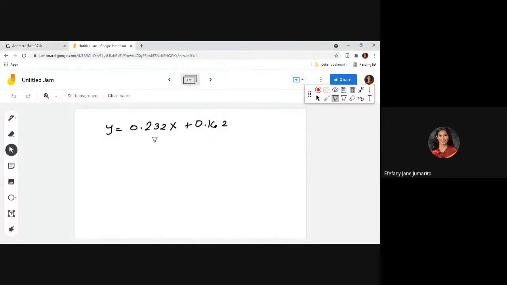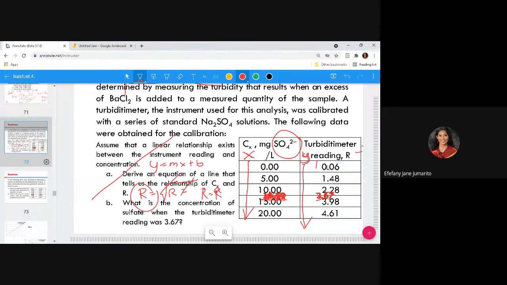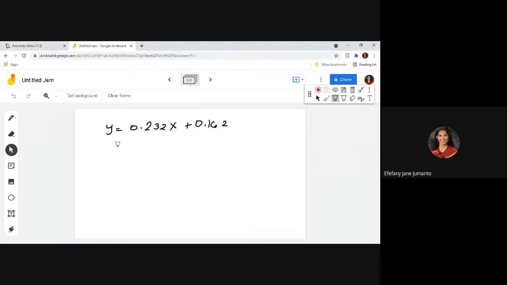Now, what will be the value of your x? So by that, we know that this is 3.67. Okay. So we will write that one. So 3.67 will be your y, which is equal to 0.232x plus 0.162. Now you find x, because x here is the concentration of your sulfate. How are we going to do that? So we have that one, 3.67.